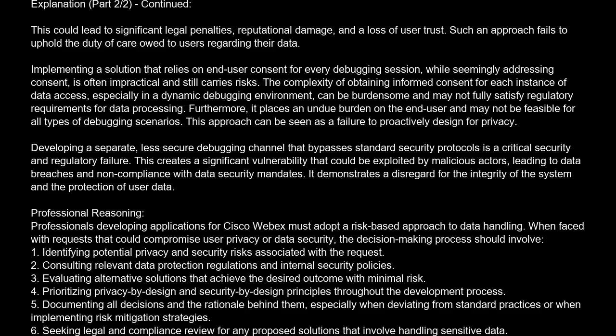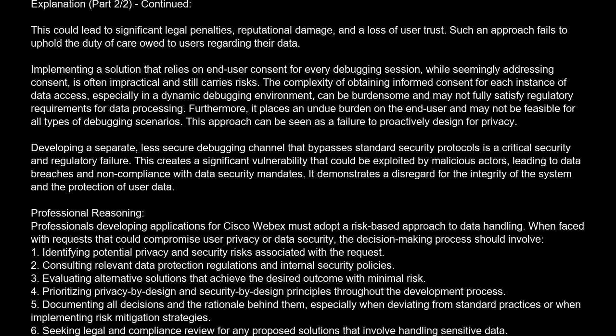Implementing a solution that relies on end-user consent for every debugging session, while seemingly addressing consent, is often impractical and still carries risks. The complexity of obtaining informed consent for each instance of data access, especially in a dynamic debugging environment, can be burdensome and may not fully satisfy regulatory requirements for data processing. Furthermore, it places an undue burden on the end user and may not be feasible for all types of debugging scenarios. This approach can be seen as a failure to proactively design for privacy.